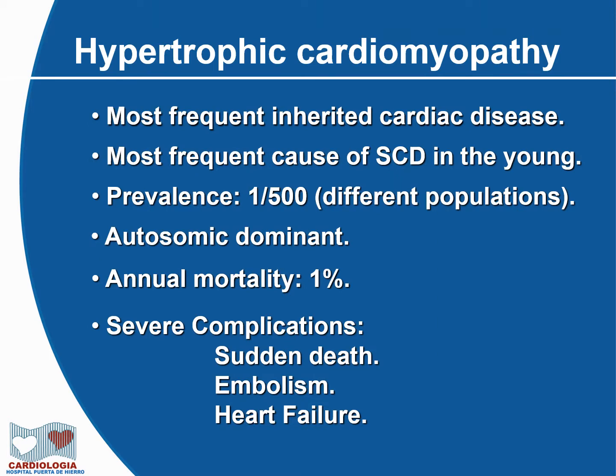As you may know, hypertrophic cardiomyopathy is the most frequent inherited cardiac disease and the most frequent cause of sudden cardiac death in the young. The prevalence is estimated to be 1 in 500 people in different populations. In most cases, it has an autosomal dominant inheritance, and the annual mortality is more or less 1%. Most of the patients can have a good quality of life, but however, there are severe complications of the disease, such as sudden cardiac death, embolism, or heart failure.